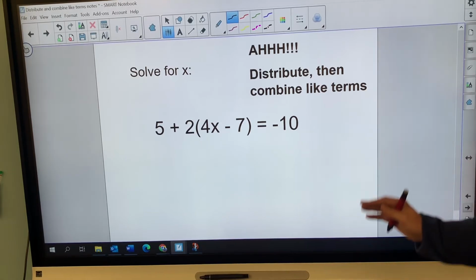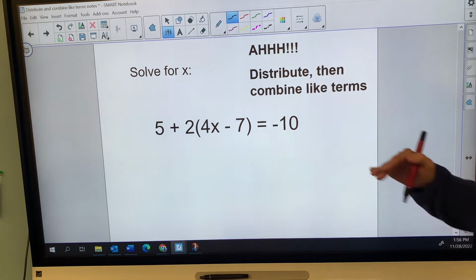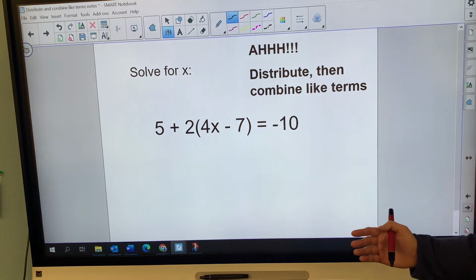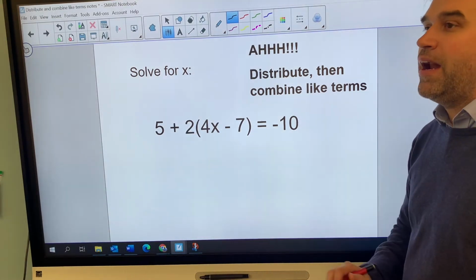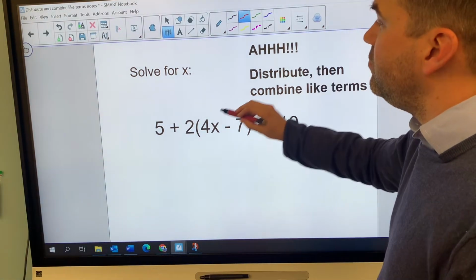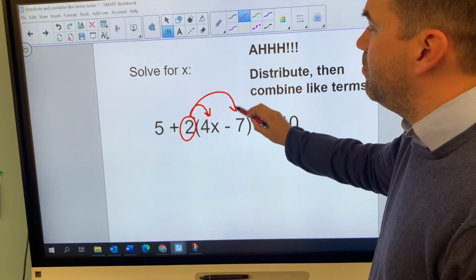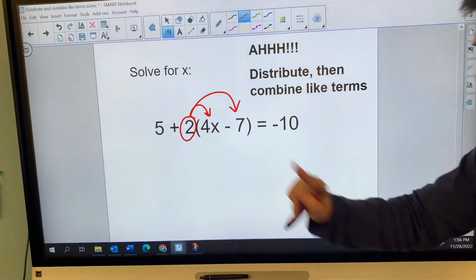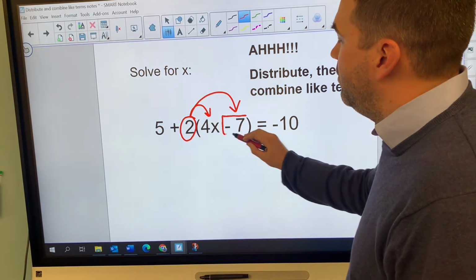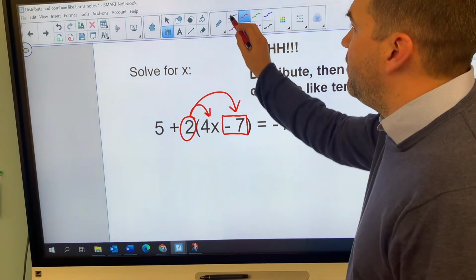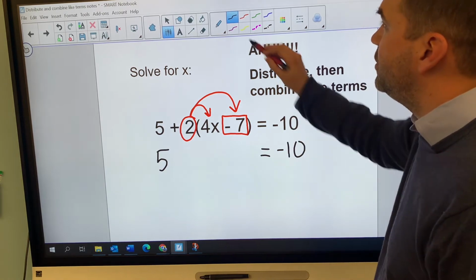And both distributive property and combining like terms. We're going to start by distributing, that's the multiplication step, order of operations. We're going to multiply first, and then we'll deal with the combining like terms, the adding. We're distributing a 2. Some people want to add the 5 and the 2 together. Don't do that. We need to multiply before we add. And we're multiplying by that -7. The 5 is not going to change. The equals -10 is not going to change.